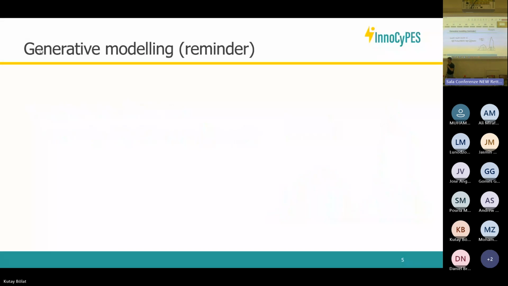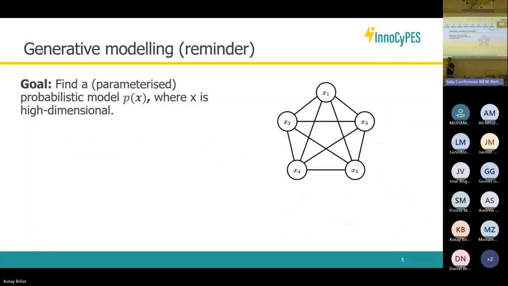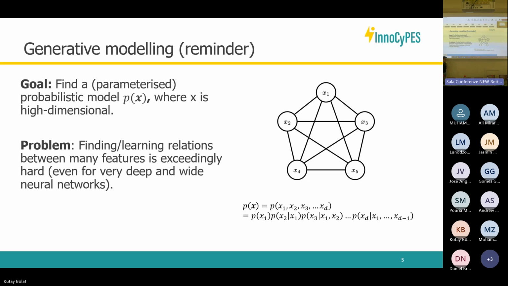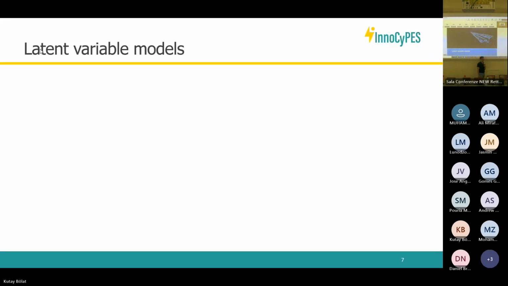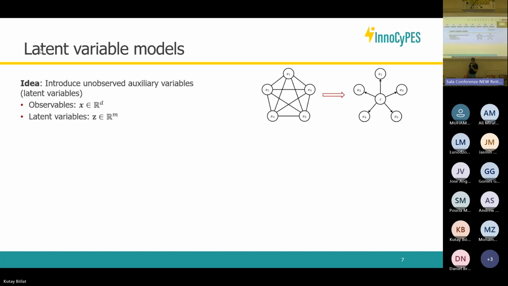Great. But then we also have this problem with high dimensionality. There are lots of parameters required for modeling the relations between the features, dimensions, etc. So it's very unscalable. It's a nightmare, even for deep neural networks. So one idea to overcome this is latent variable models.